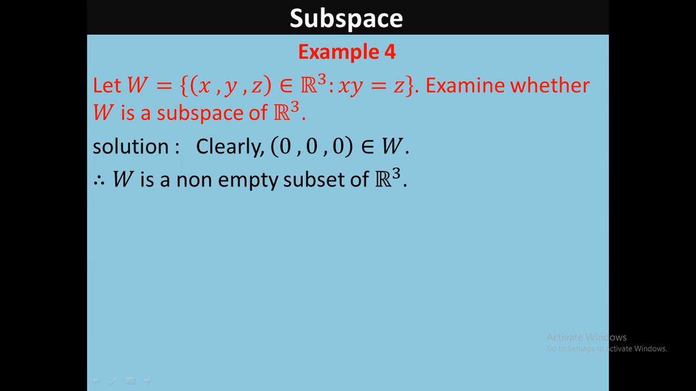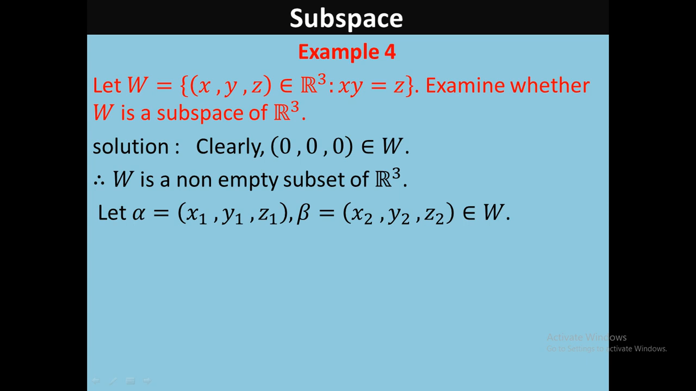In the first condition you have to choose two elements. Suppose I choose two vectors alpha and beta in W. Alpha has three components x1, y1, z1, and beta also has three components x2, y2, z2. Since alpha and beta are in W, therefore x1 y1 equals z1, and x2 y2 must be equal to z2.